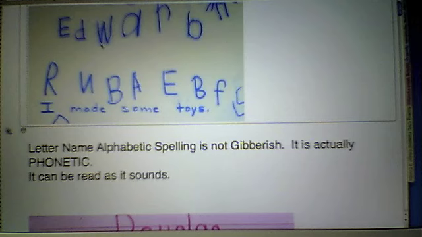Well, here's some writing by Edward, and you can see Edward is still making a reversal in his name. But in his writing, which he dictates to his teacher as I made some toys, there is still a random set of letters. Some are from his name, E, for example, R, and this reversed D is showing up also in his writing as a B.